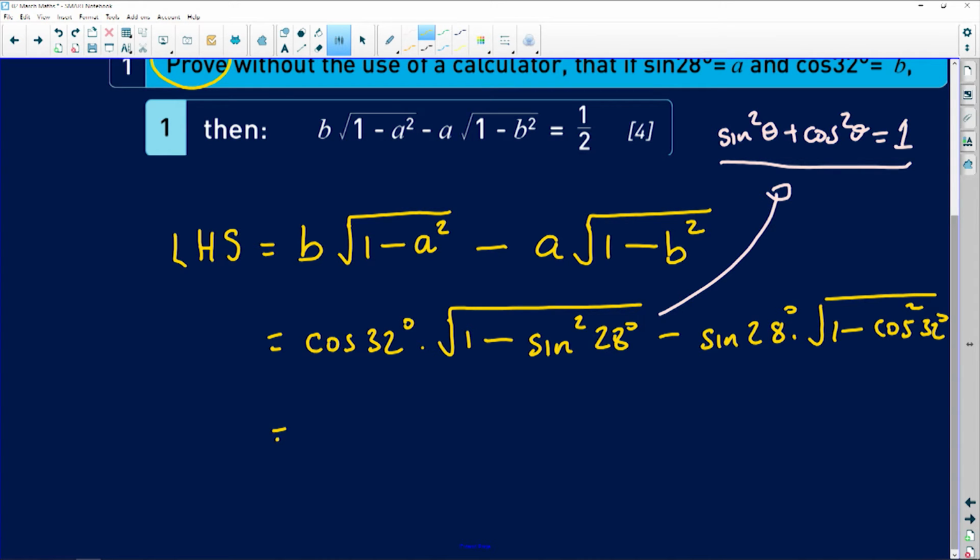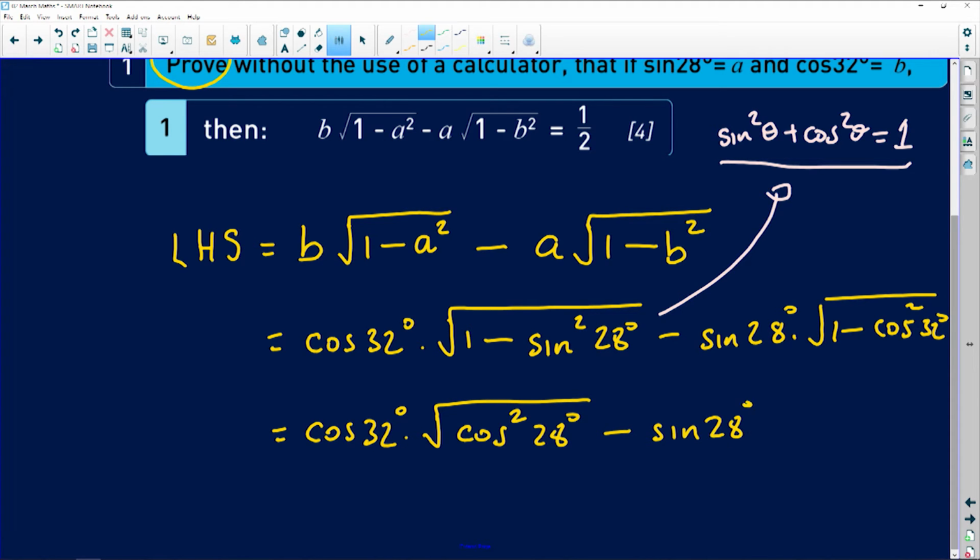So if you look there, you will notice that I'm going to keep this cosine of 32 degrees and multiply it by the square root of, but look at this, 1 minus sine squared is as good as cos squared. And this comes from the squares identity, cos squared 28 degrees. Minus, then there's sine 28 degrees, which I'm writing, multiplied by, again, this one of 1 minus cos squared, that's the square root of basically sine squared 32 degrees. That's actually what we're getting here.